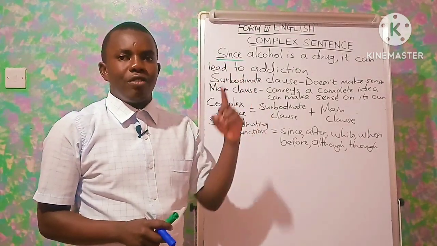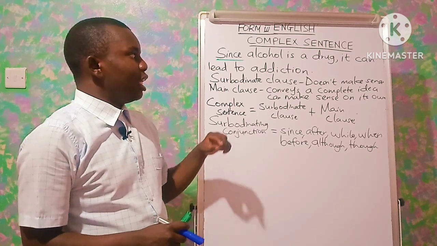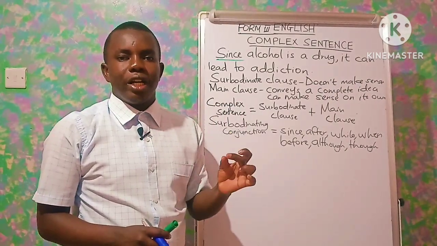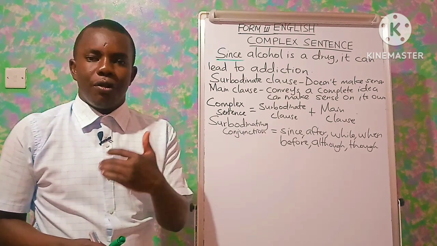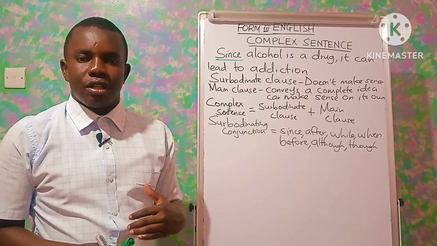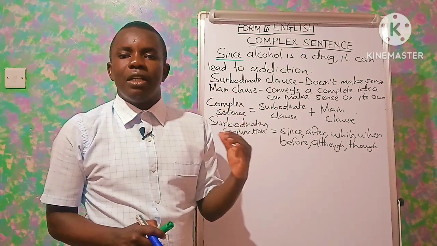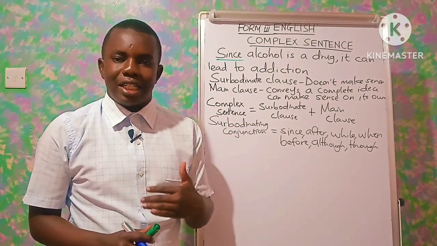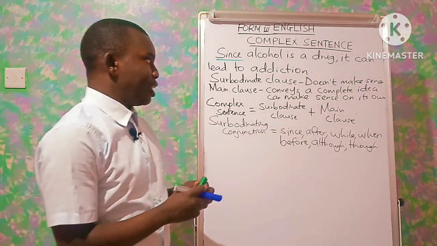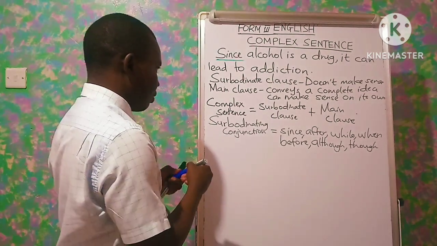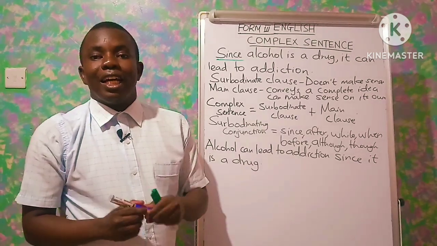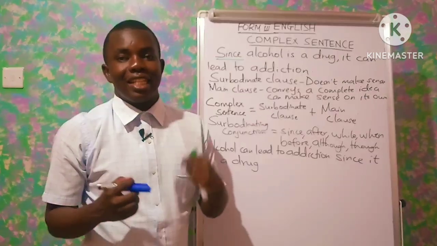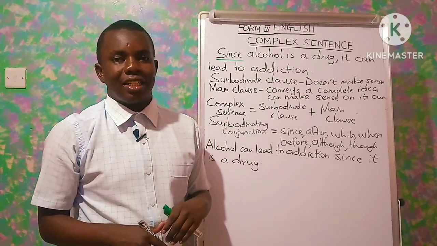Let us also remember that in a complex sentence, when we begin with the subordinate clause, like in the example given here, there is a comma that separates the subordinate clause from the main clause. When we begin with the main clause, there is no comma separating the clauses. For instance, alcohol can lead to addiction since it is a drug.